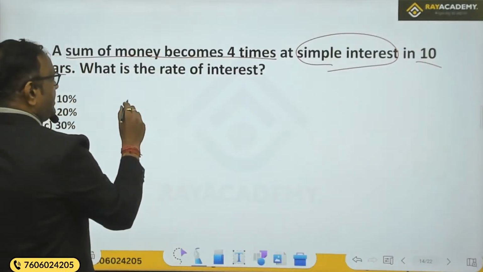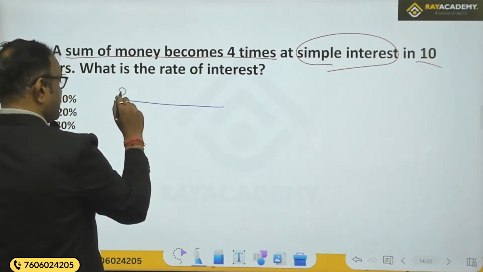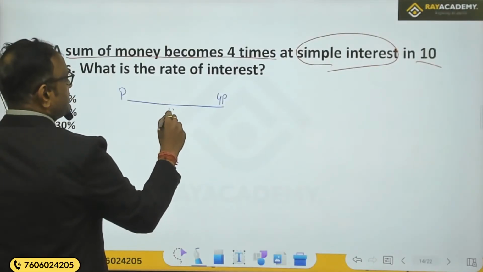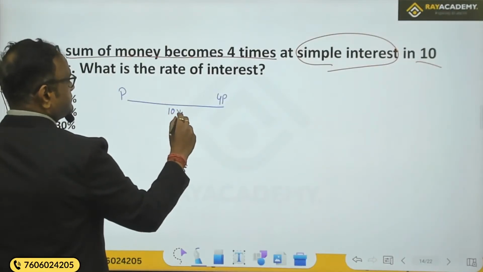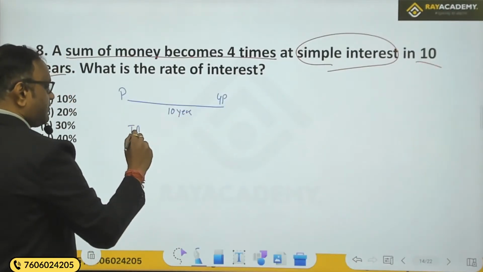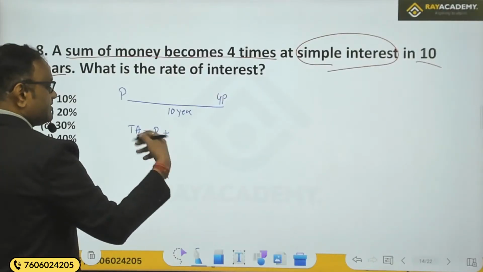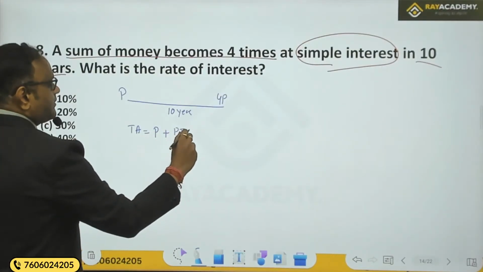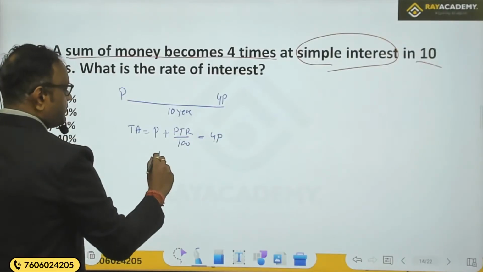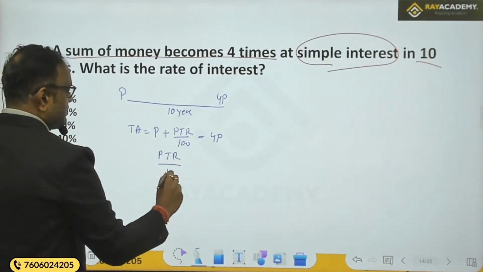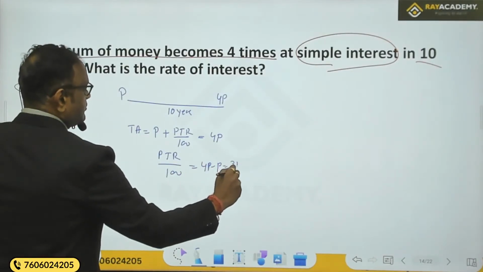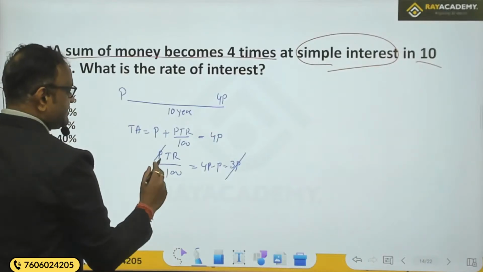So draw the timeline. Suppose the principal is P, the total amount becomes 4P, in 10 years. Now you have to find the rate of interest. The total amount formula is principal plus interest, PTR by 100, so that is given 4P. So PTR by 100 equals 4P minus P, equals 3P. P gets cancelled.